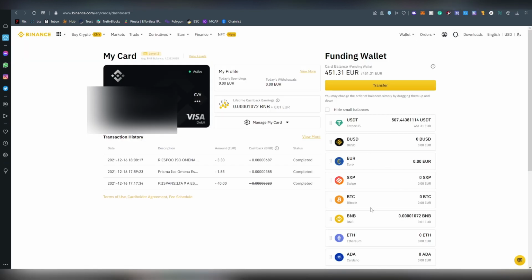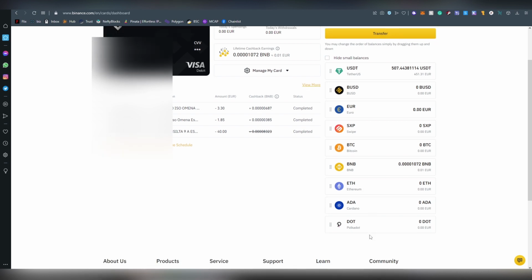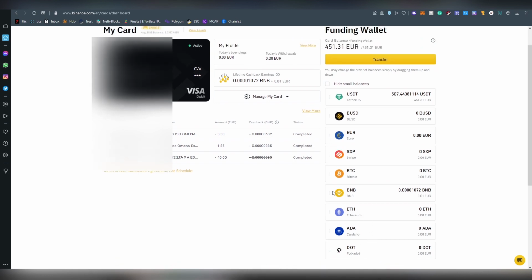Also, here you can choose whatever assets you're going to be moving between. So which asset is going to be used first? I've used USDT here now, so every time I make a purchase, it will be using the USDT balance to cover the transactions that I do with my card. You can also use BUSD, Euros, SXP, Bitcoin, Ethereum, ADA, and Polkadot. So a lot of popular currencies are available here.